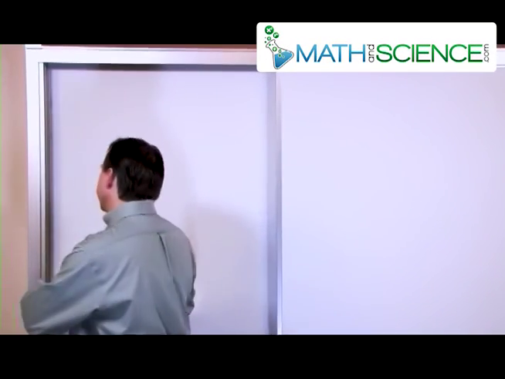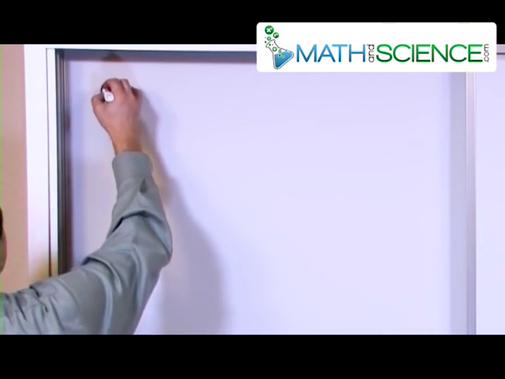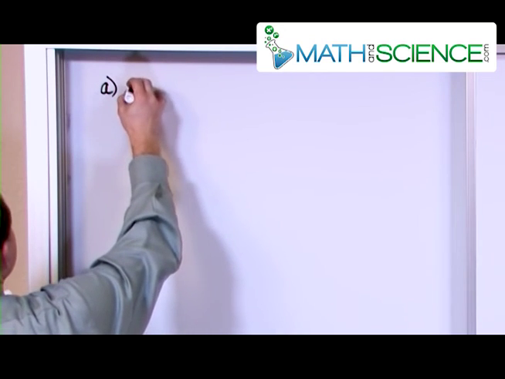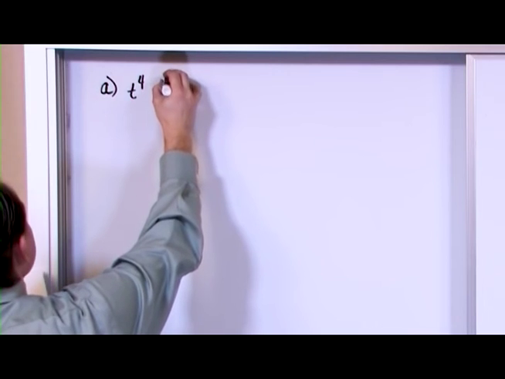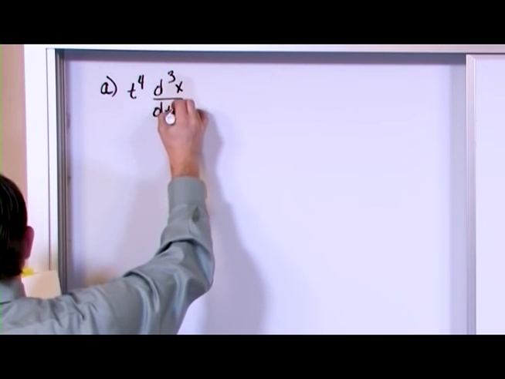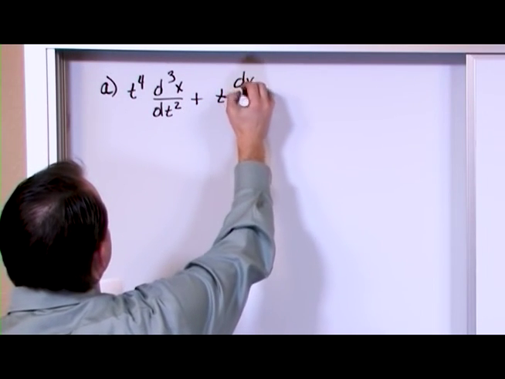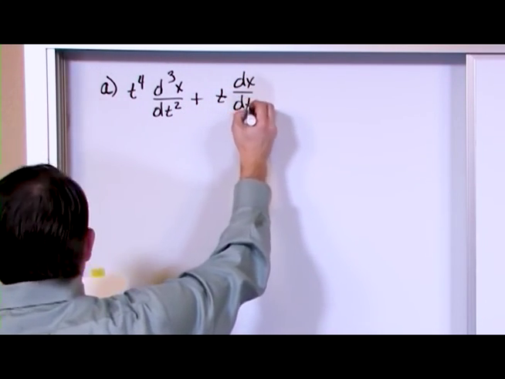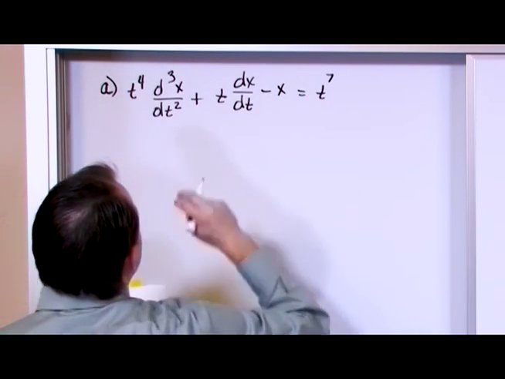So here we go. Start with something a little bit easier. What is the order of the following differential equation? t to the fourth power times the third derivative of x with respect to time, plus t times dx/dt, minus x is equal to t to the seventh power.